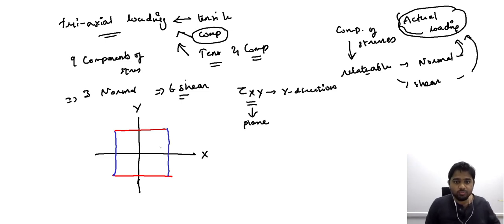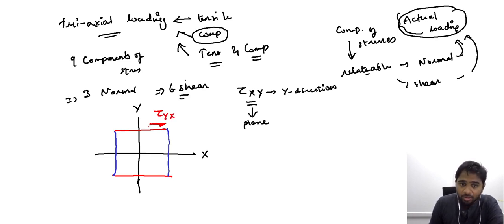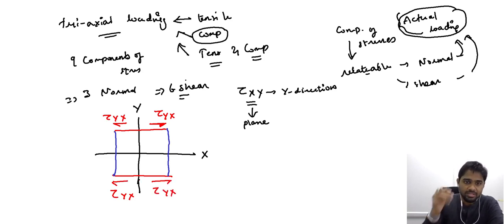So in this case, the plane in red is the y-plane and the one in blue is the x-plane. Correspondingly, this shear stress here can be represented as tau yx, because the shear stress is acting on the y-plane along the x direction. In the same way, this shear stress can be expressed as tau yx, and likewise the other shear stresses would also be tau yx. So what we essentially have is a plane and direction combination.